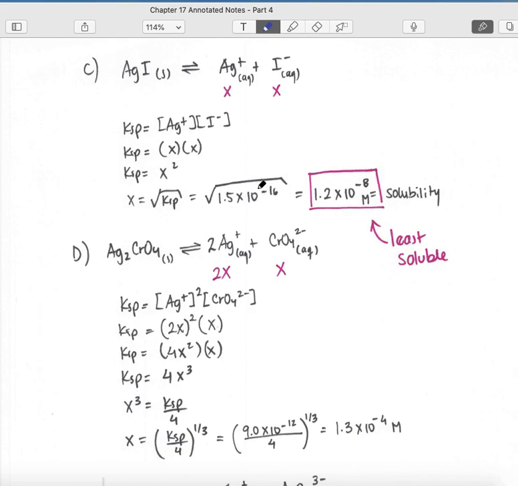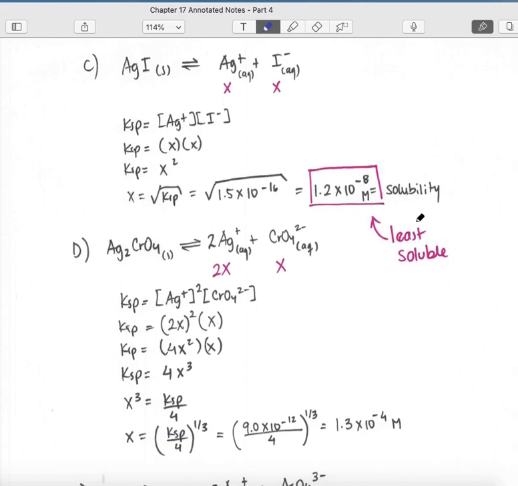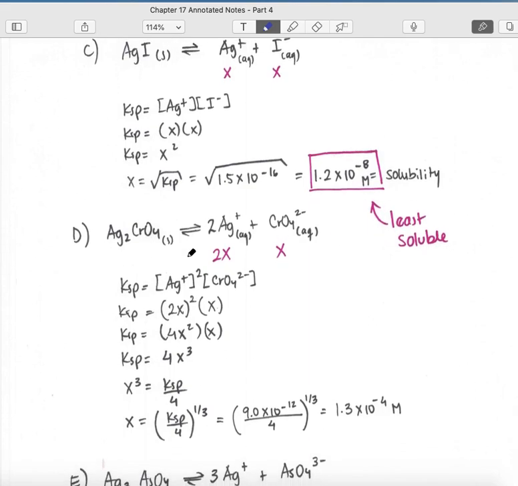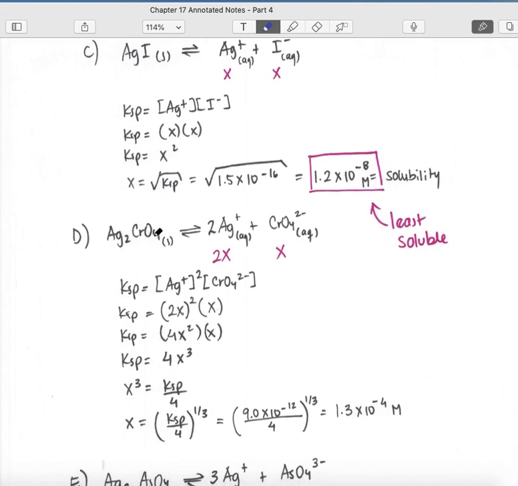Remember that that number was provided to us in the problem. Once we take the square root, we find that the solubility is 1.2 times 10 to the negative 8 molar. We then do the same thing, and this is something that we're going to find at the end. But we then do the same thing with the silver chromate.